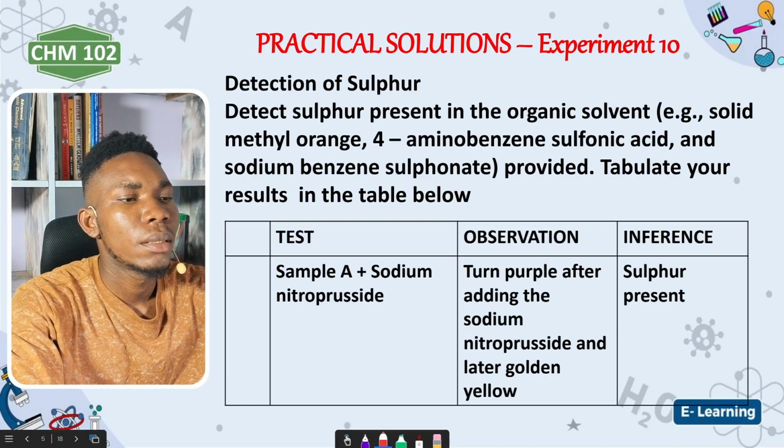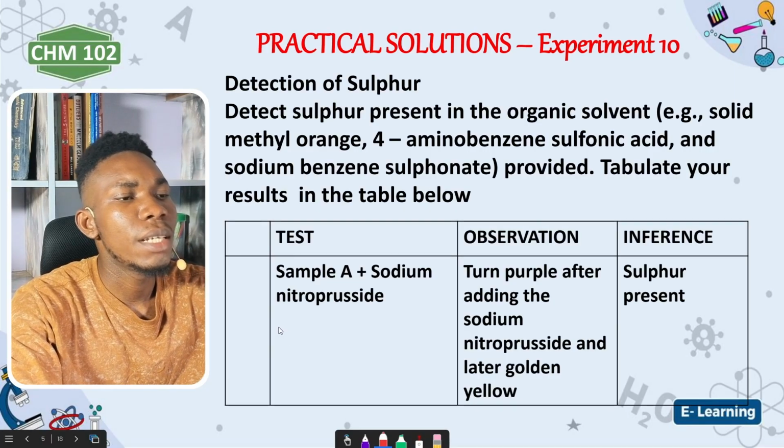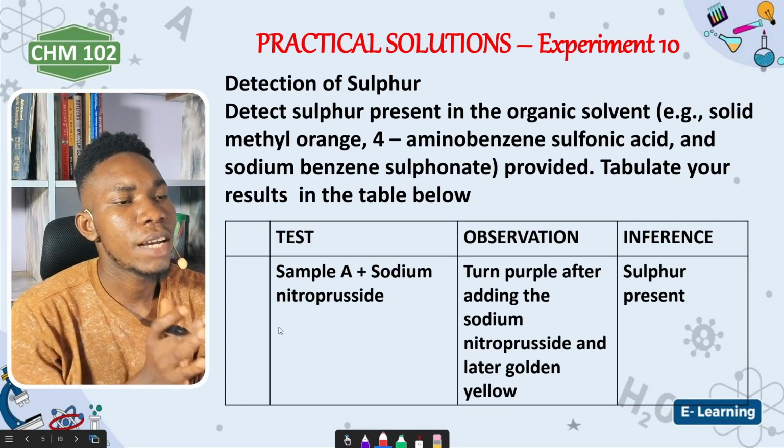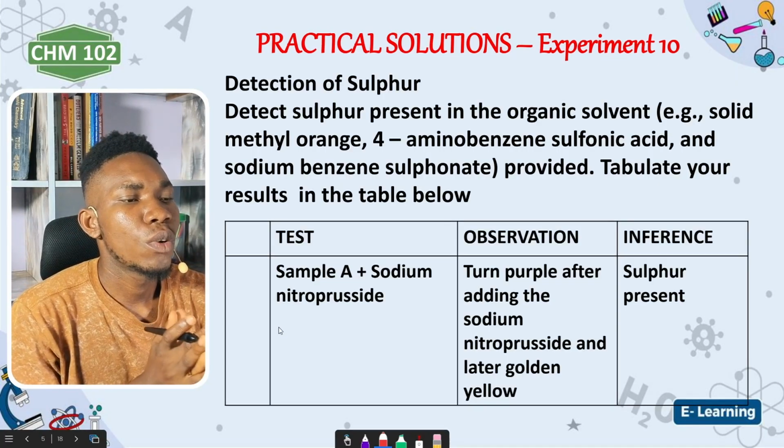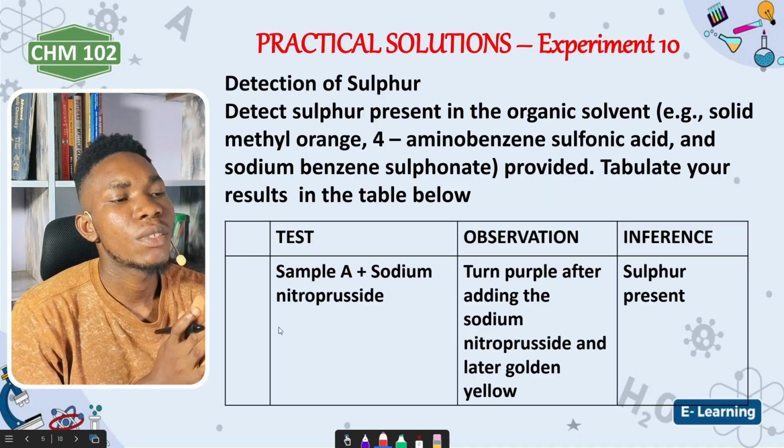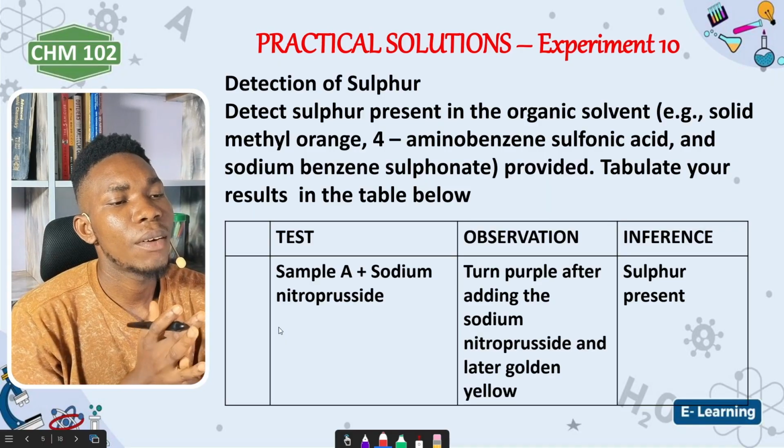All right. Let's see the next one. The next one is experiment 10, detection of sulfur. So we want to detect sulfur present in organic compounds, e.g. solid methyl orange, 4-amino-benzoic sulfonic acid, and sodium benzoate sulfonate.